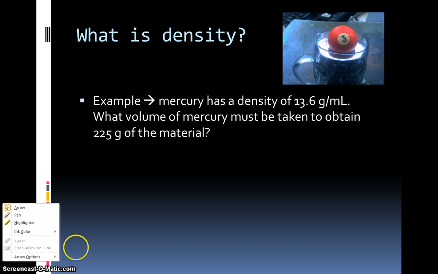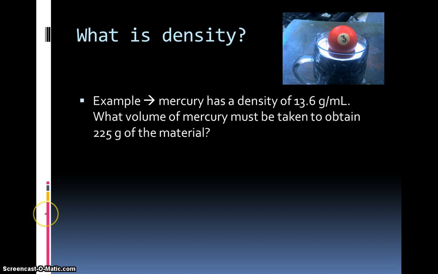Liquid mercury is one of the most dense liquids we have. It's actually contained in this cup right here. It's a silvery metal, and you can see that this pool ball is actually floating on that liquid mercury, to give you an idea of how dense that liquid is. So if we look at mercury, it has a density of 13.6 grams per milliliter. What volume of mercury must be taken to obtain 225 grams of the material?